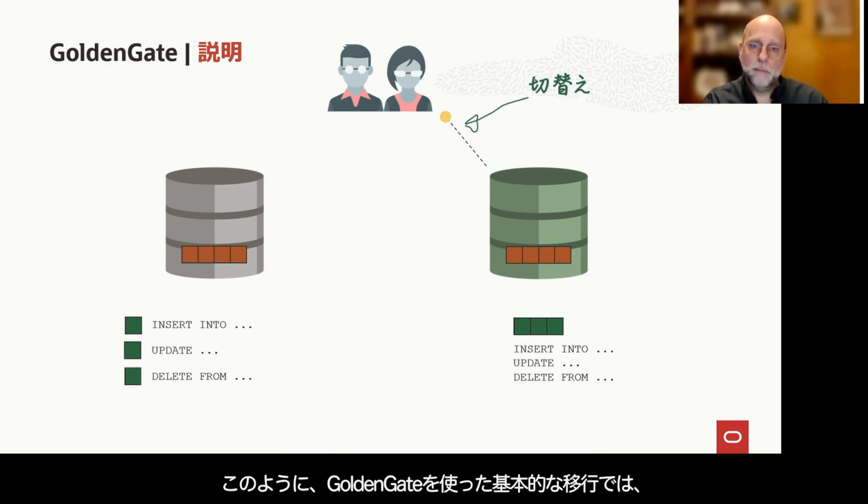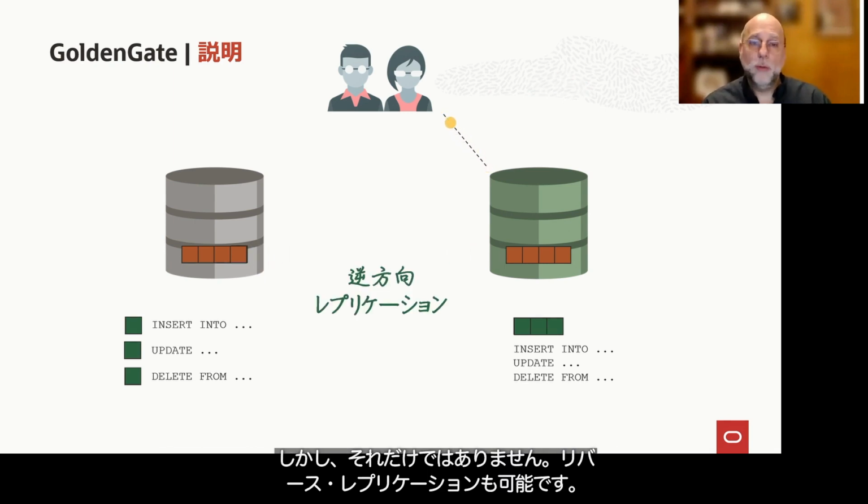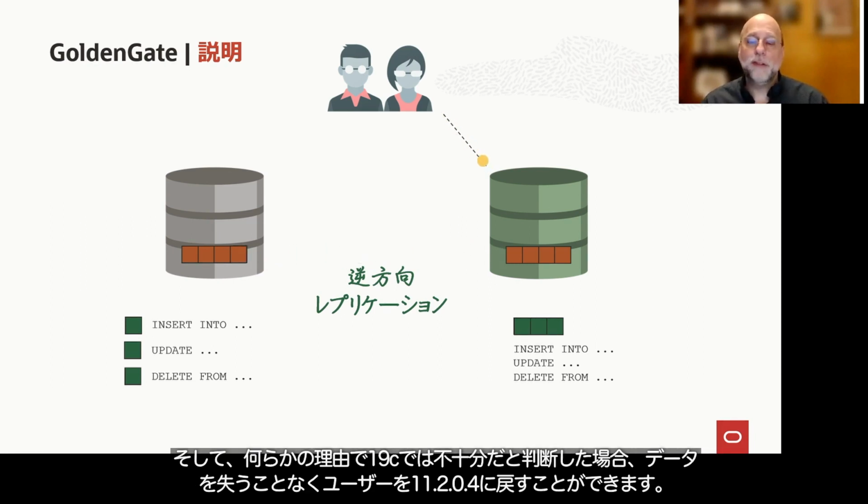So in this basic GoldenGate-involved migration, the downtime is however long it takes to switch your users from the source database to now connect instead to the target. But there's more. You can have reverse replication. After you've migrated to the new environment, you can have a nice fallback possibility by having reverse replication from, say, 19c back to 11.2.0.4. And then if for some reason you decided that 19c wasn't cutting it for you, you could switch the users back to 11.2.0.4 without having lost any data.